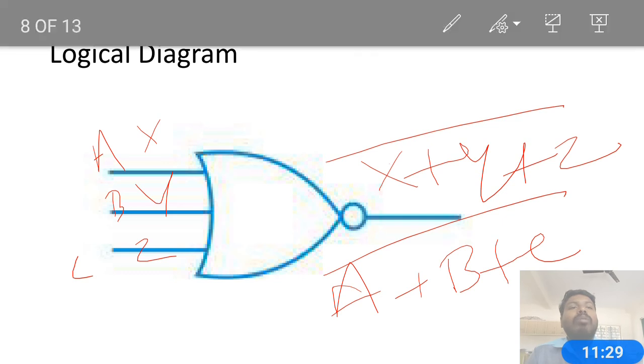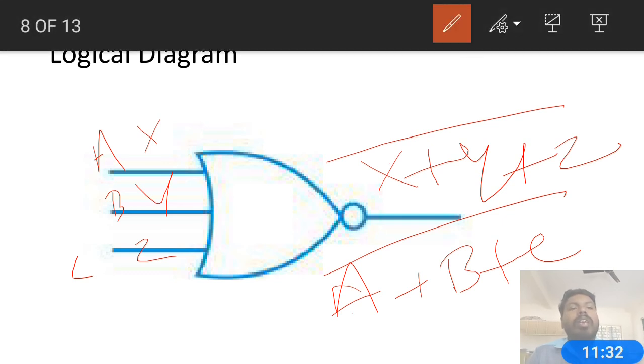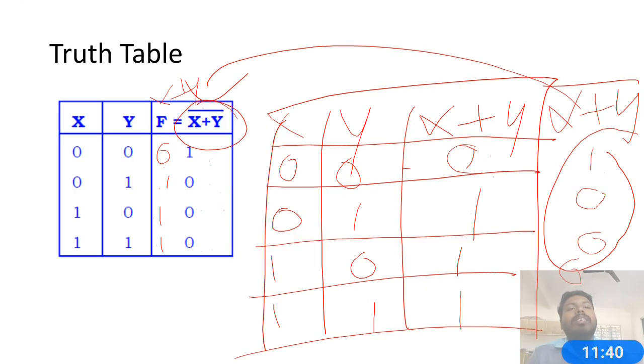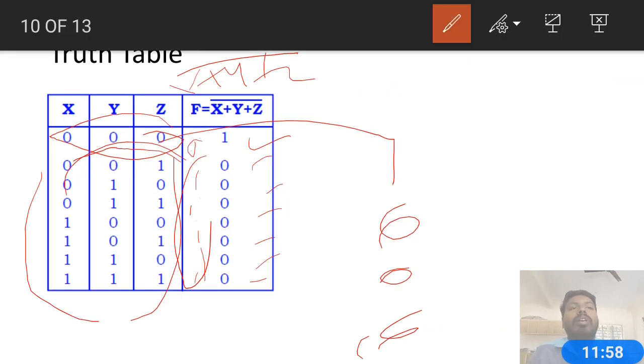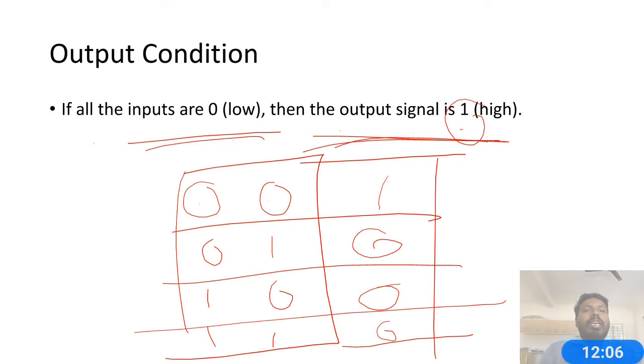Next, this is the 3 input NOR gate symbol. If we give A, B, C as inputs, then we will get A plus B plus C the whole complement. Next, this is the truth table for 2 inputs. According to the output condition, if all the inputs are 0, then the output will be 1, otherwise 0. In 3 inputs also, when all the inputs are 0, then the output will be 1, otherwise 0. My dear students, this is very easy and simple to understand.